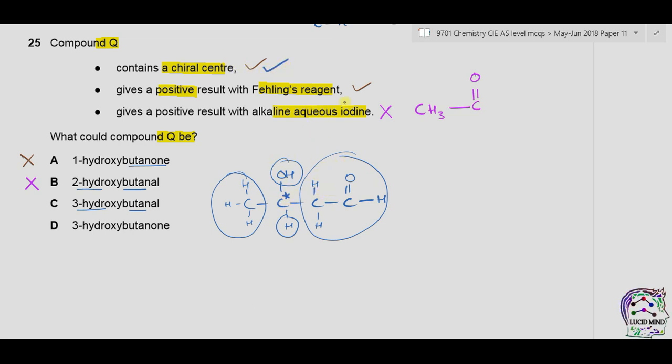So therefore it is a chiral center. Second, it can also react with Fehling's reagent as it is an aldehyde. For the third reaction, as we can see that CH3 is directly attached to the carbon atom having the OH group. If this CH3 is directly attached to the carbon atom having the OH group, then this result will be positive. As we have CH3 on this carbon which is also attached to OH, it will give a positive result with alkaline aqueous iodine. So C could be correct.